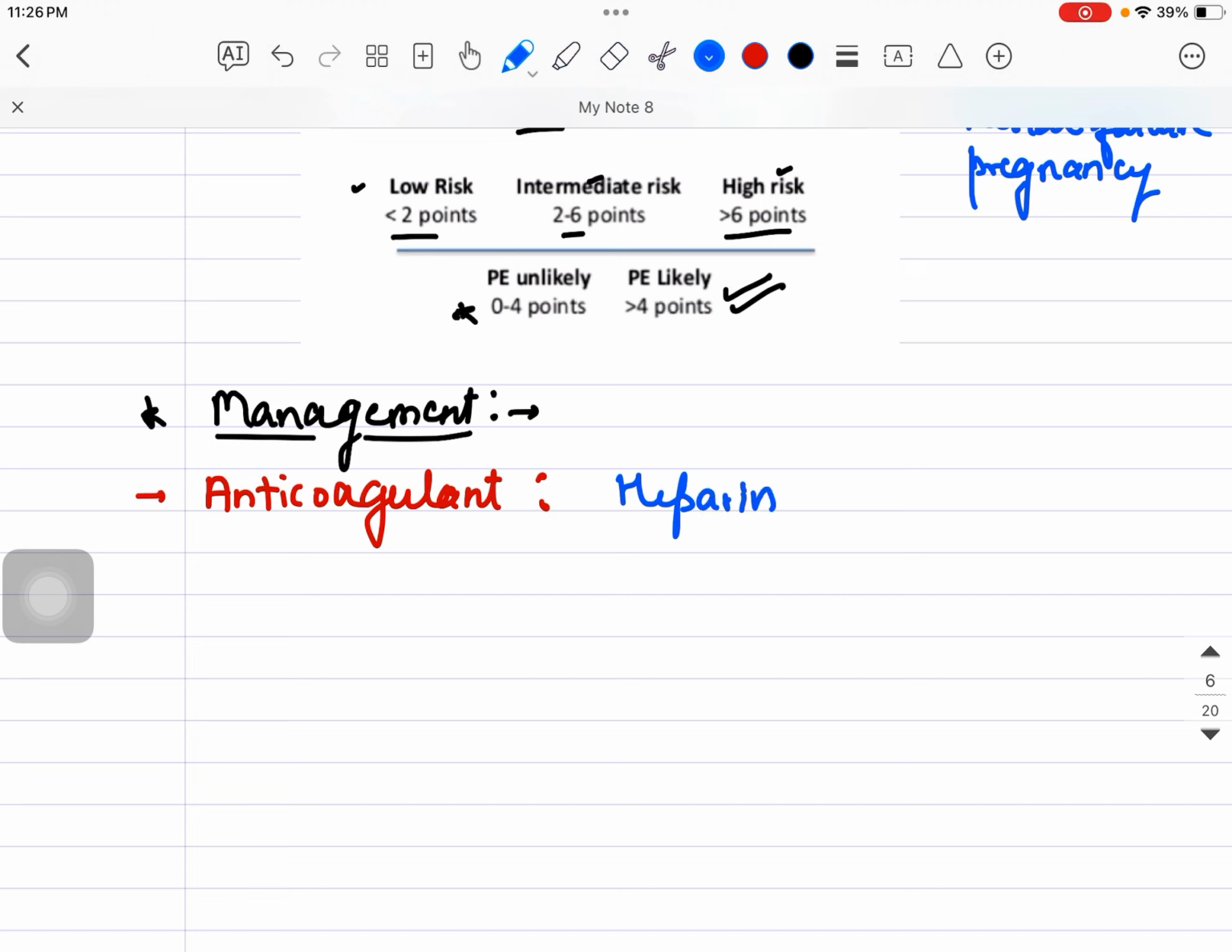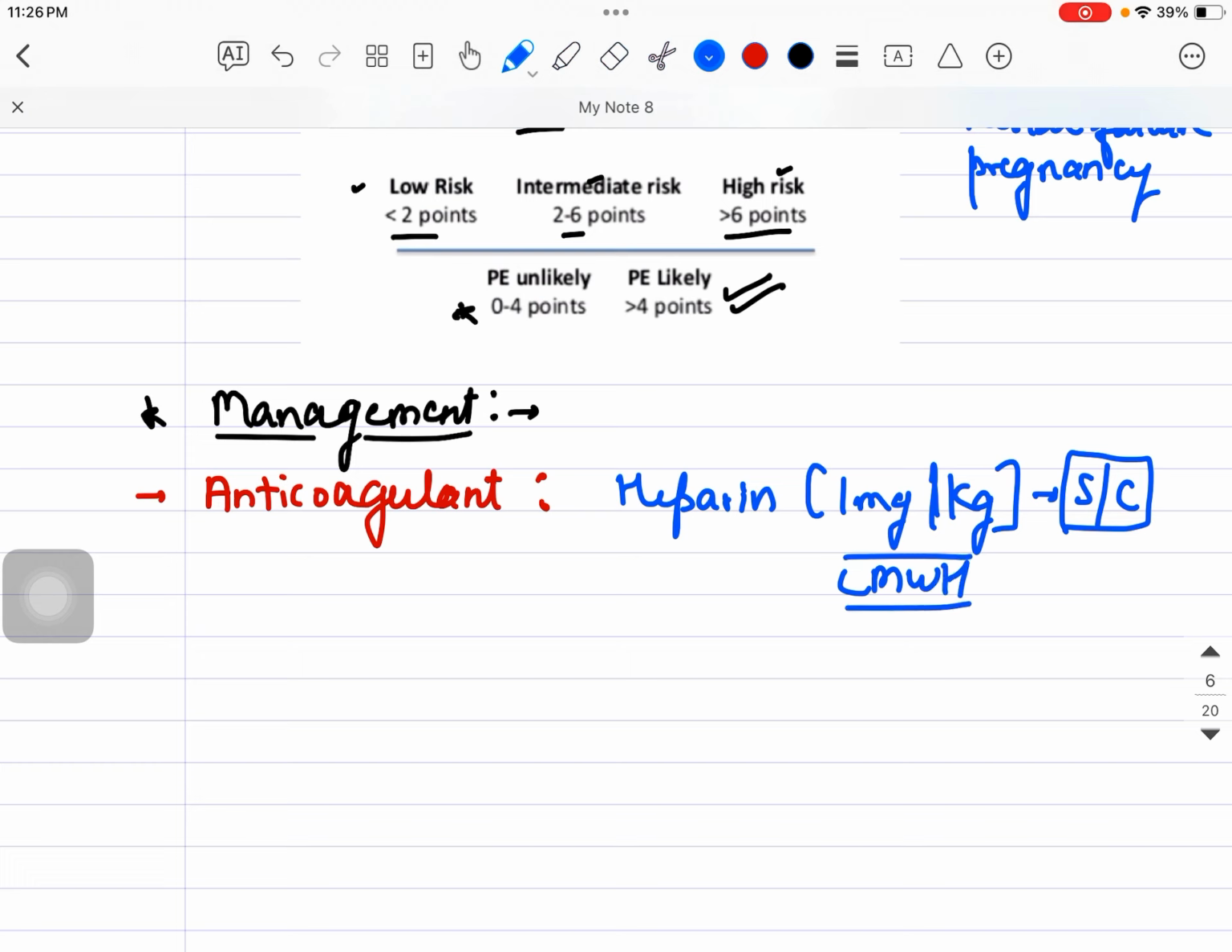Usually we give 80 units per kg heparin, or 1 mg per kg, given subcutaneously. That is the route of administration. That is a low molecular weight heparin, okay? Or you might use enoxaparin as well. Here what we need to remember is that we need to check the APTT levels, and the target will be 1.5 to 2. We need to keep that in mind because we are using the heparin, okay? That is the key thing over here.